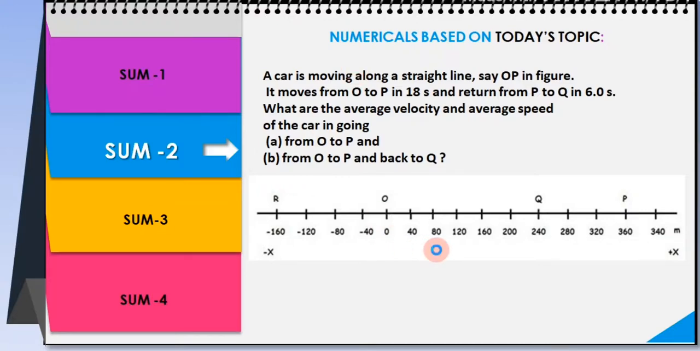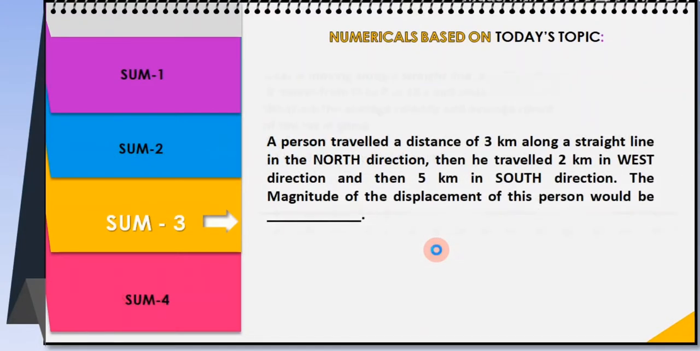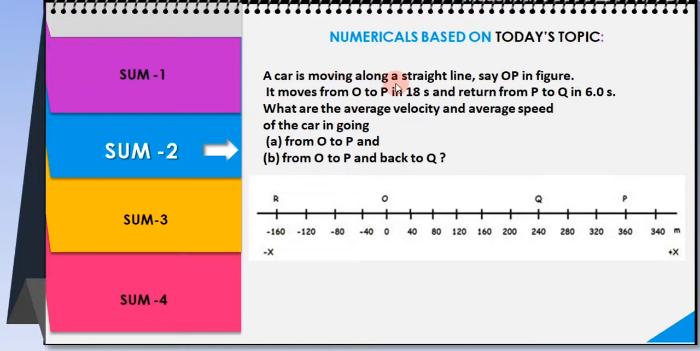It is very easy, based on a concept like number line. A car is moving along a straight line. Let's say OP from the figure. So here it is O, 0, and P over here. So it moves from O to P in 18 seconds. So from O to P 360 meter in 18 seconds. So you may find the speed.